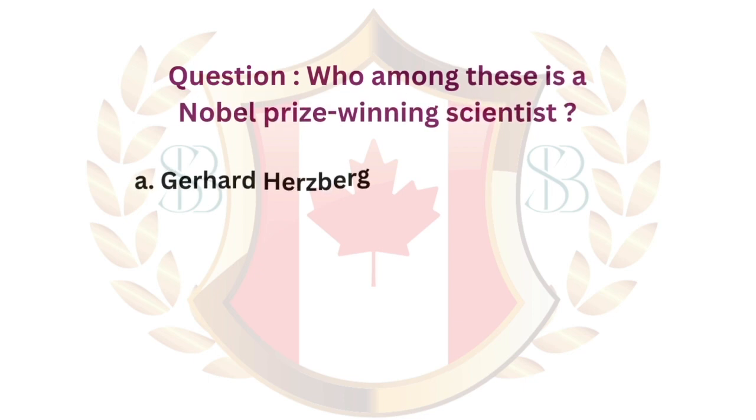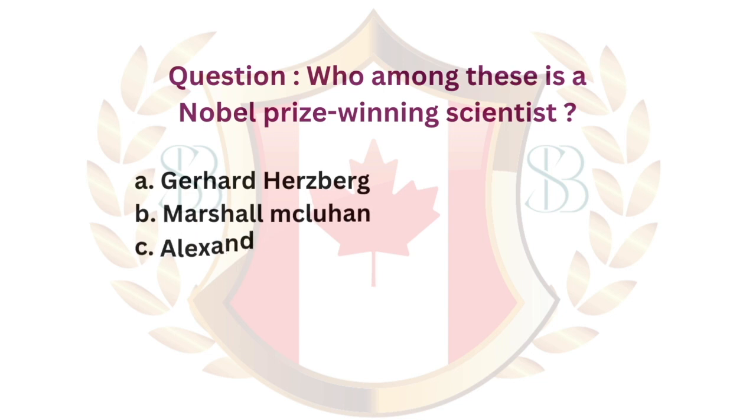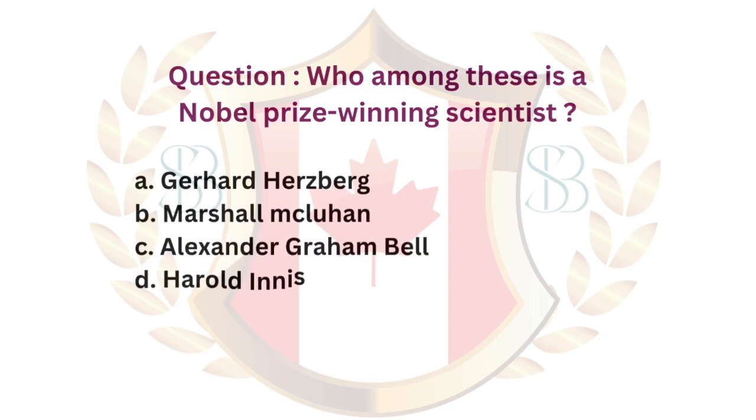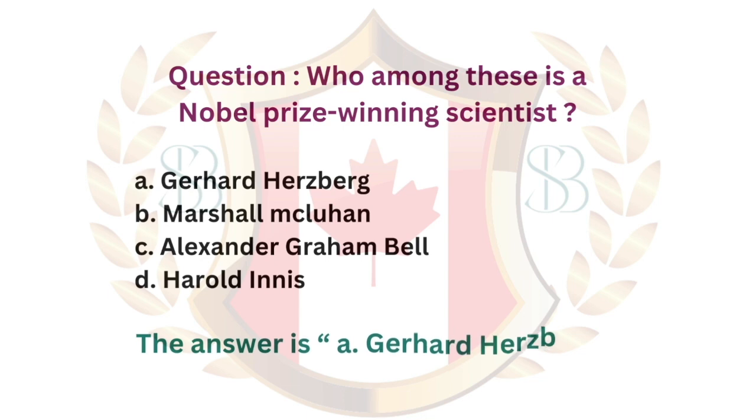Question: Who among these is a Nobel Prize-winning scientist? A. Gerhard Herzberg. B. Marshall McLuhan. C. Alexander Graham Bell. D. Harold Innis. The answer is A. Gerhard Herzberg.